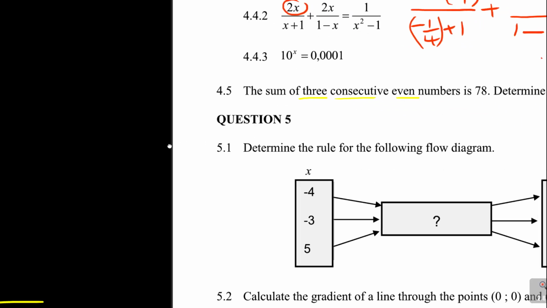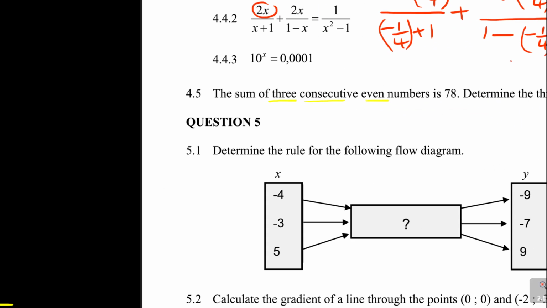Let's choose randomly 3 numbers. Okay, but those 3 numbers, look at this. Let me actually do this properly. The sum means plus of 3. We're gonna look for 3 numbers. They're saying they're consecutive. I'll tell you about that. Even means they need to be divided by 2. The total is 78.